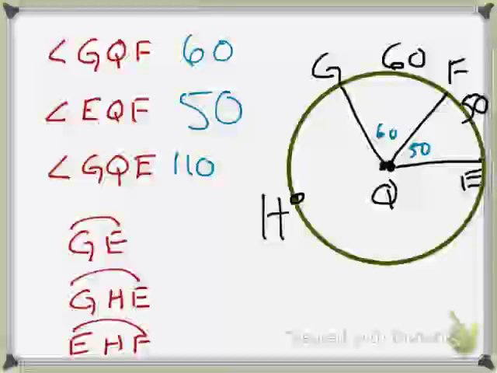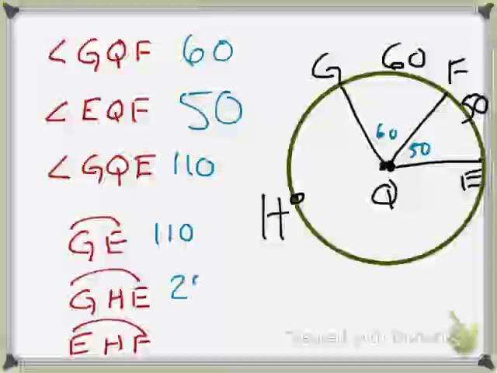Arc GE, 110, same as the last one. Arc GE is the arc that is cut off by angle GQE. So those would be equivalent. Arc GHE tells us to start at G but pass through H heading around to E. Would be how much? 250.